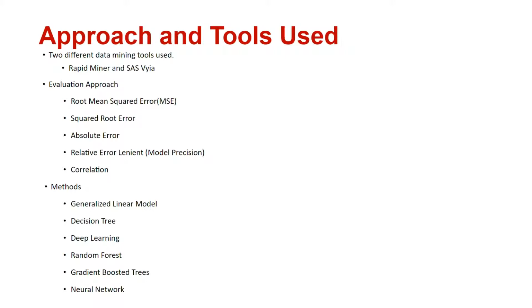Our methods include algorithms like generalized linear model, decision tree, deep learning, random forest, gradient boosted trees, and neural network. To start off with, we're going to go over our RapidMiner.